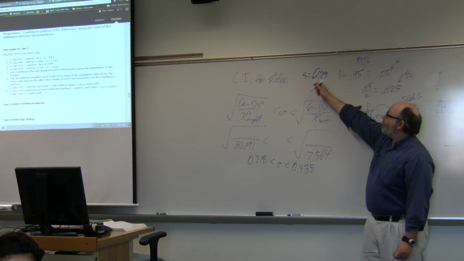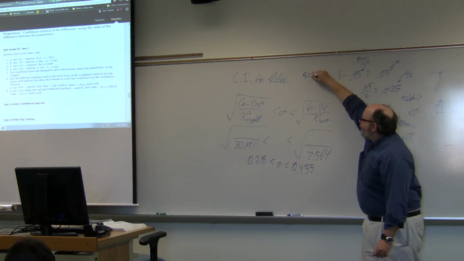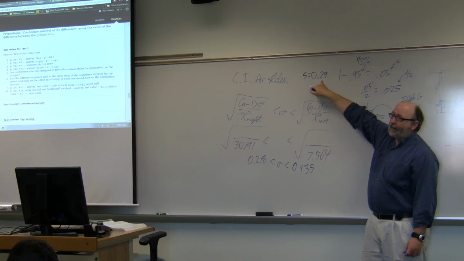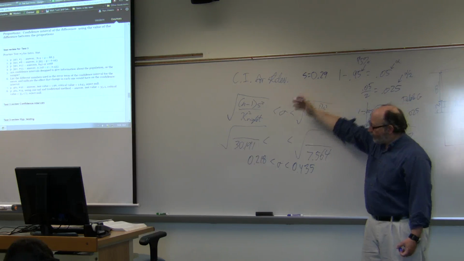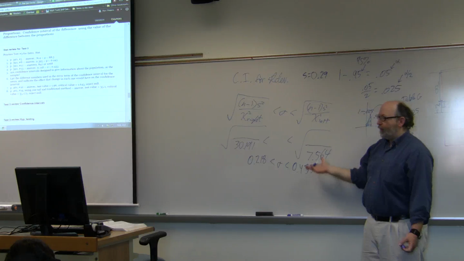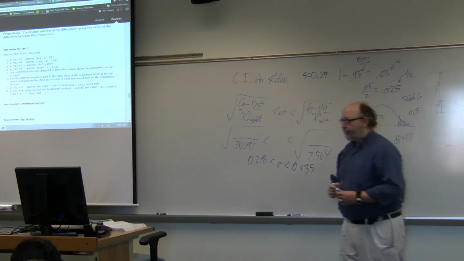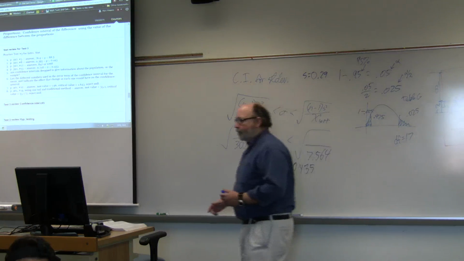This number is 0.29. That came from the sample. We know that's not true. The actual value of the population is somewhere between 0.22, 0.44, or less. Okay?